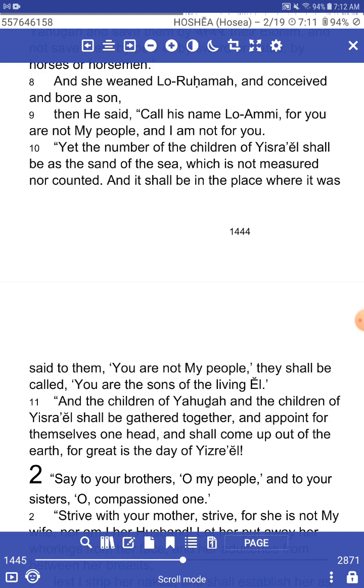And it shall be in a place where it was said to them, you are not my people. They shall be called, you are the sons of the living El. Do you understand? Anyone understand what this says? Basically, everyone's gonna know who they are when they look at them.